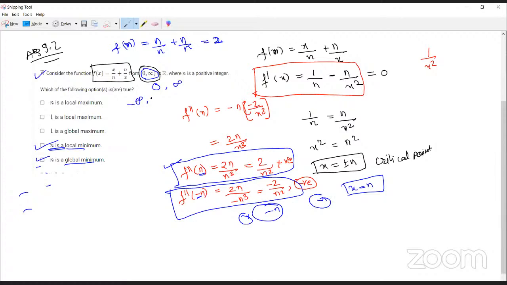If the domain were from minus infinity to infinity, then we could consider that minus n point, and there I would get the local maximum. But this point is not included in our domain, 0 to infinity. That is why I am not considering this point. Okay.